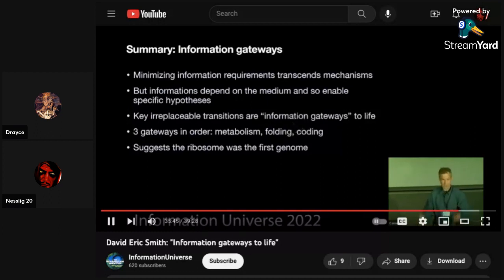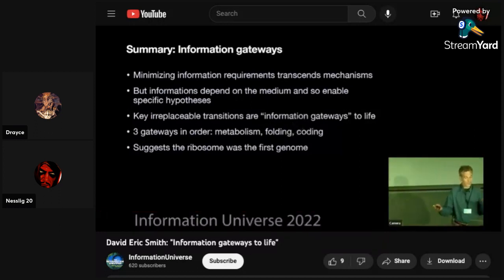Depending on the materials we're talking about and their state spaces, we can make specific hypotheses. I will argue there should be key, irreplaceable transitions that are the information gateways, and we can reason about these from laws. In particular, there are three of them in this talk: metabolism, folded matter, coded matter, in that order. And if you think this is a plausible argument, I think it entails that the ribosome is our best candidate for the first genome.